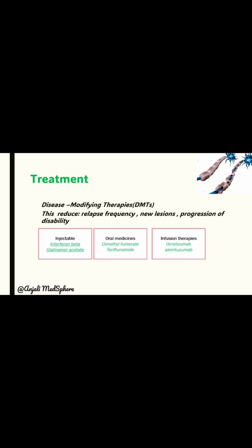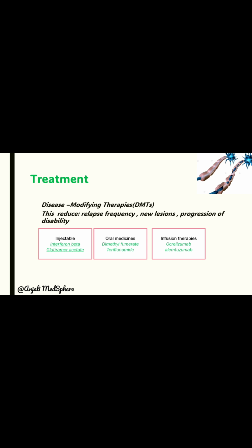The second treatment is the disease modifying therapies. These reduce the relapse frequency in between the attacks. So we can reduce the frequency of these attacks, new lesion formation, and also the disability progression. It might anyway lead to disability in patients, but that progression can be delayed with these modifying therapies.